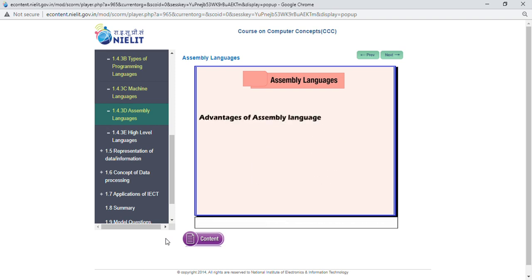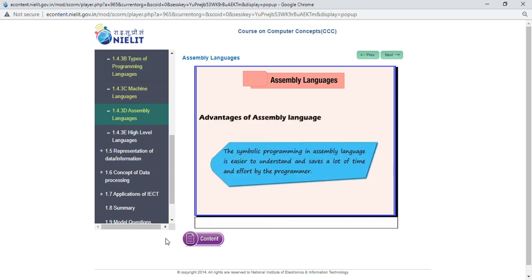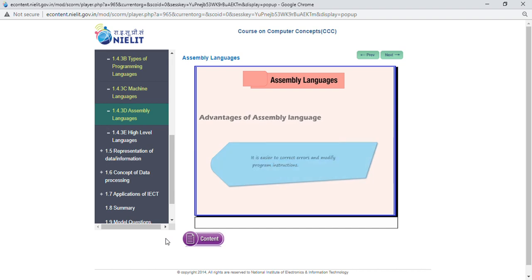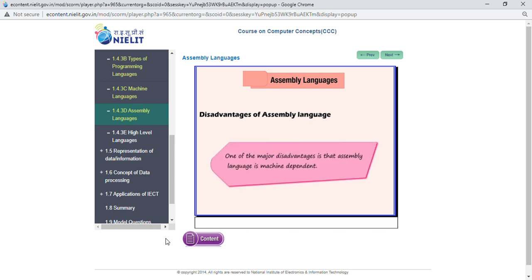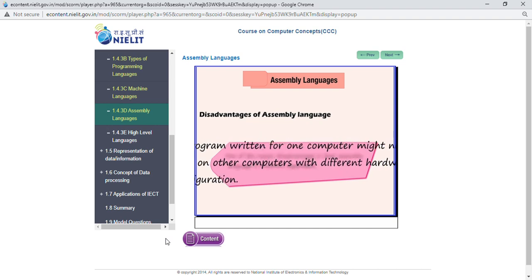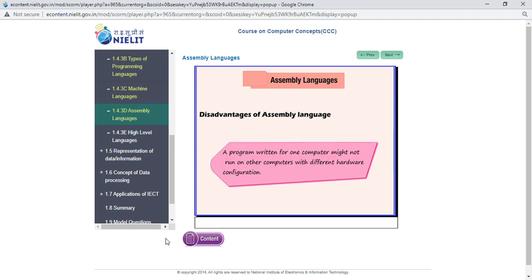Advantages of assembly language. The symbolic programming in assembly language is easier to understand and saves a lot of time and effort for the programmer. It is easier to correct errors and modify program instructions. Disadvantages of assembly language. One of the major disadvantages is that assembly language is machine dependent. A program written for one computer might not run on other computers with different hardware configuration.